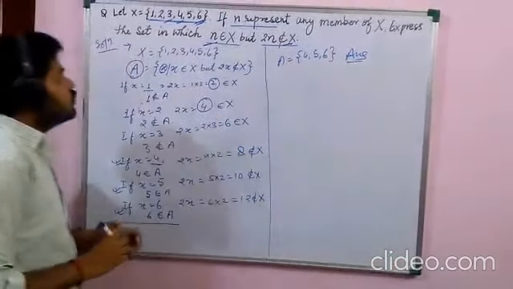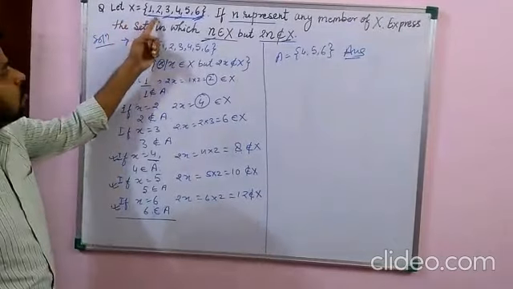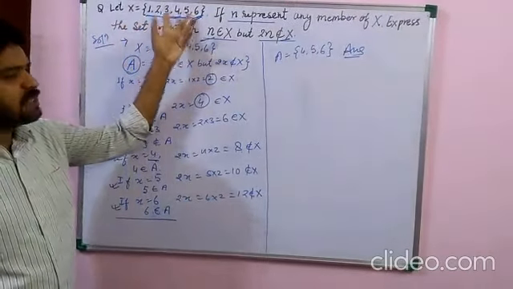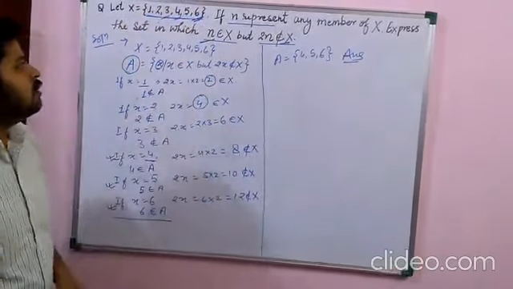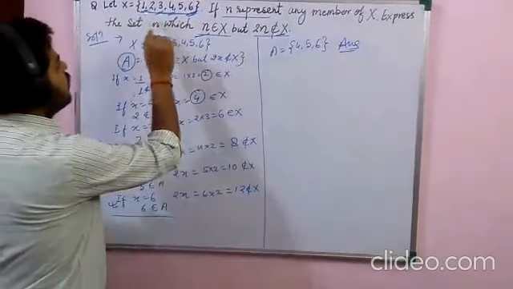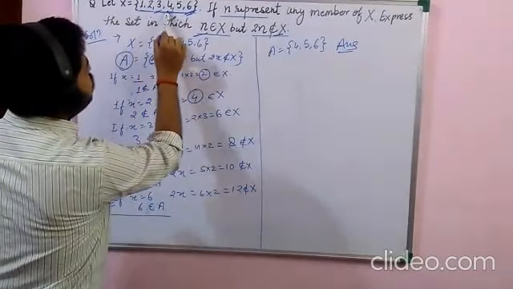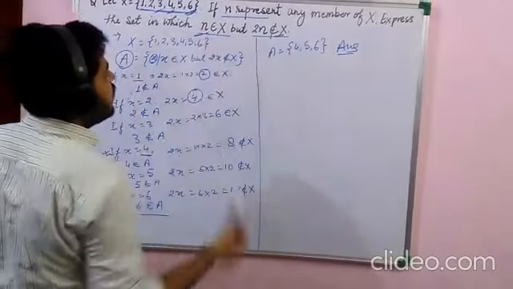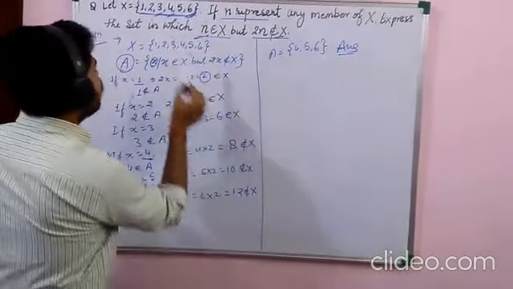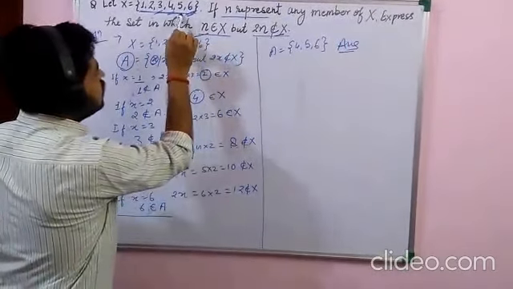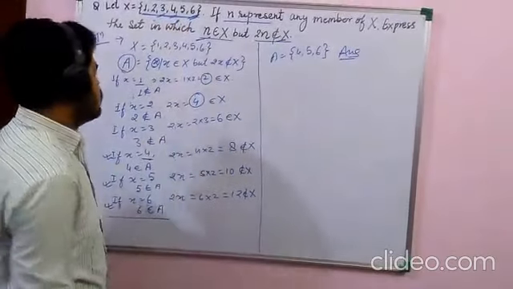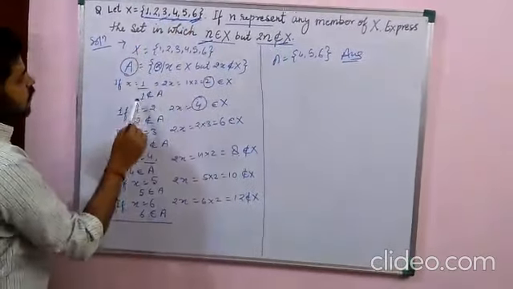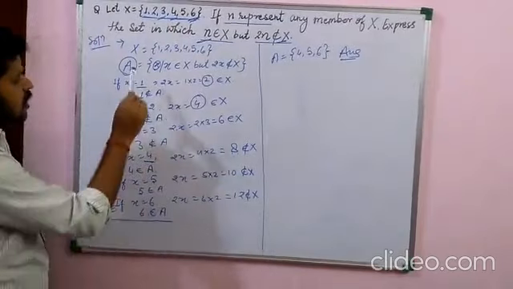Let me repeat the whole solution first. Let X be {1, 2, 3, 4, 5, 6}. This is a set on which we have to operate. We have to find a set in which the element should be in X, but twice that element should not be in this set. So we have checked each and every element: 1, 2, 3, 4, 5, 6.